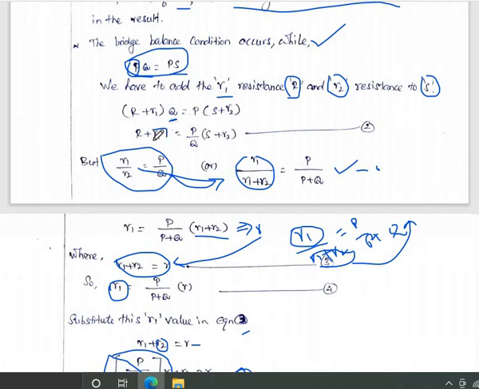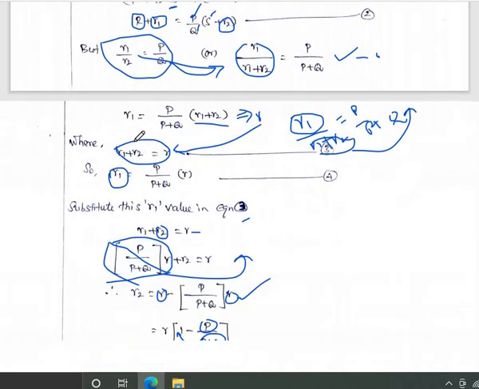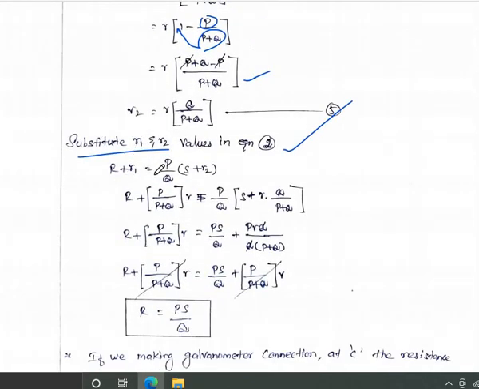Here we have to substitute the r1 value and r2 value, because we don't know the value of R, but P and Q and S are known values, and we also have to find R1 and R2. Based on these data we have to find out the unknown value of resistance capital R. So we replace the value of R1 here: capital R plus P by Q R equal to P by Q S plus R2. R2 value is nothing but R into Q by P plus Q.